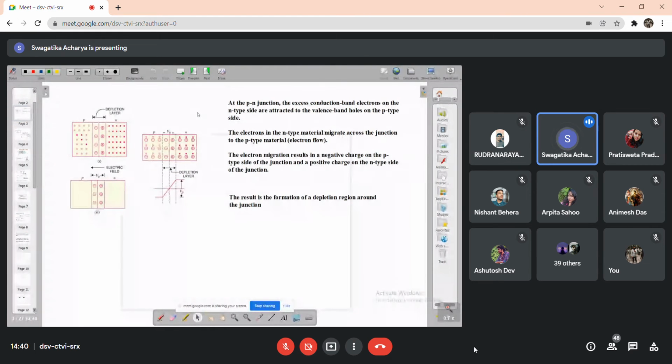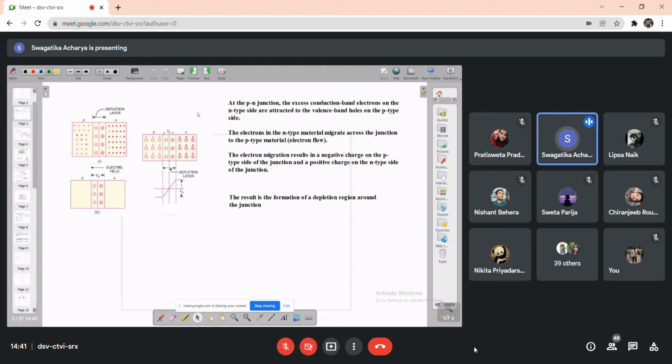So in the n-type material, what are the majority charge carriers? Free electrons. In the p-type material, holes. So when we merge the p-type and n-type, the majority charge carriers, the electrons from the n-type material and the holes from the p-type material, will diffuse into the other region, from n to p and from p-type to n-type. That is the diffusion process.